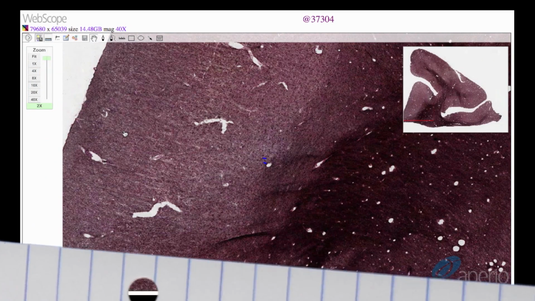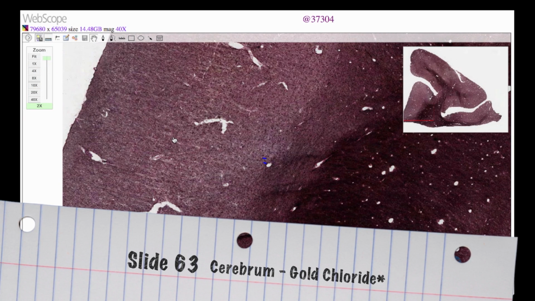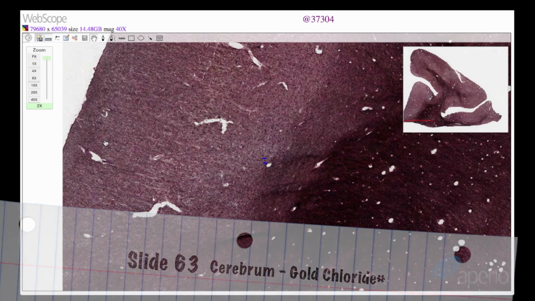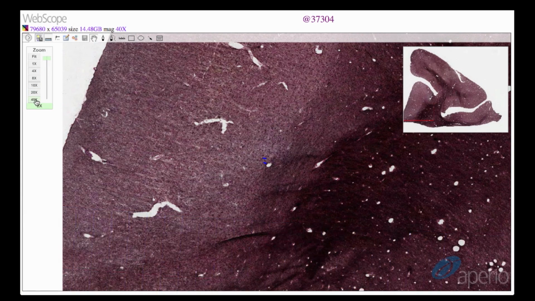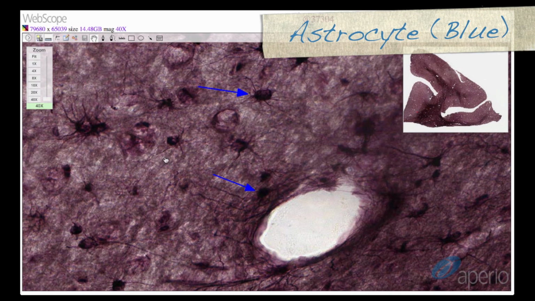We are now looking at slide 63, which is a section of cerebrum prepared with gold chloride stain. This section of cerebrum has a matted appearance due to the interweaving nerve cell and glial cell processes. Zooming in to the 40x objective, an astrocyte can be seen at the tip of the blue arrows.